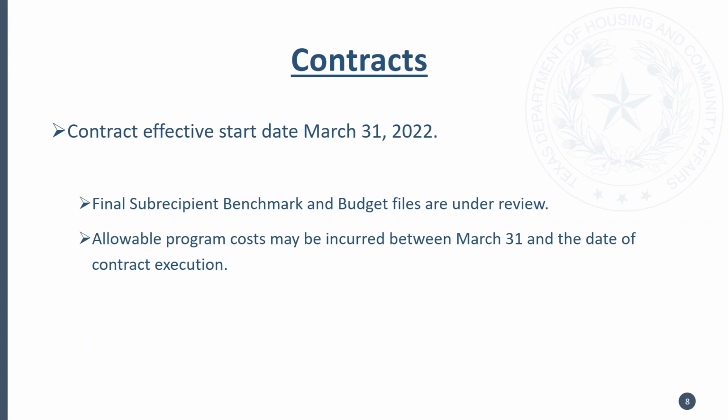Okay, so as you can see, the contracts will have a start date of March 31st, 2022, so this week. We have already been working with many of you to identify the eligible activities that you want to provide with the funds. And any allowable costs incurred between March 31st and the contract execution date will be reimbursed either with a one-time cash advance of funds upon contract execution or in the regular monthly reimbursement process that comes with your monthly reporting requirements. So basically, if we aren't able to get it all signed by the 31st, you can start incurring costs as of March 31st.